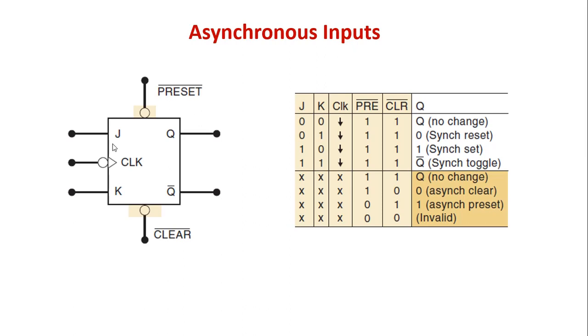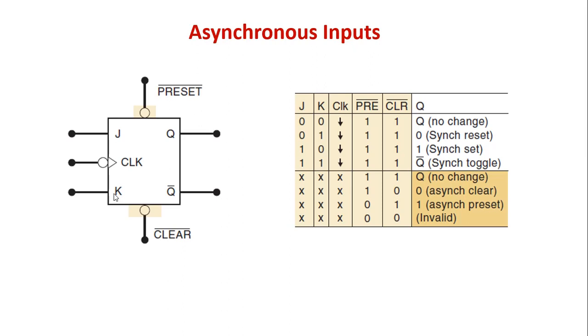Otherwise, if the clock is not triggering from 1 to 0, even if you change the JK inputs, the output will not change. So that means these inputs J and K are synchronized. These J and K inputs are synchronized with the clock.